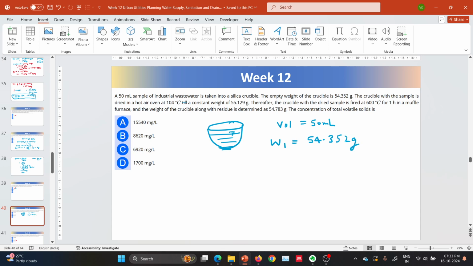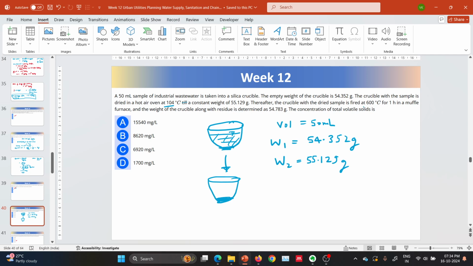54.352 grams. The crucible with the sample is dried in a hot air oven at 104 degrees Celsius. So after the 50 ml water is kept, it is dried at 104 degrees Celsius for 24 hours. The time is not given, but at least we do it for 18 to 24 hours, and then some residue will be left here. That we call total solids, and that weight is 55.129 grams.